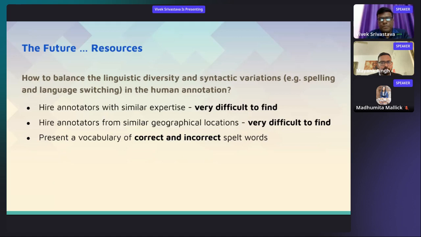And how do we actually balance the linguistic diversity and syntactic variation? In human annotation, many times the same sentence or the same word is written with different spelling, language switching and different forms, right? And it makes it difficult for the annotators to do the annotation. Let's say the same example is given to two different annotators, but there is a bit of syntactic variation that we make. So how well will they understand, how well will they take the same sentence and do the annotation? This is again a problem to look into.